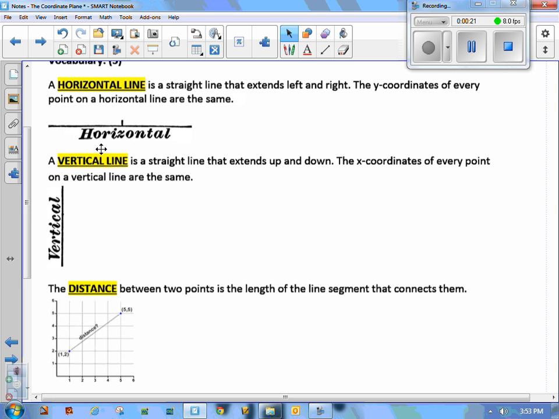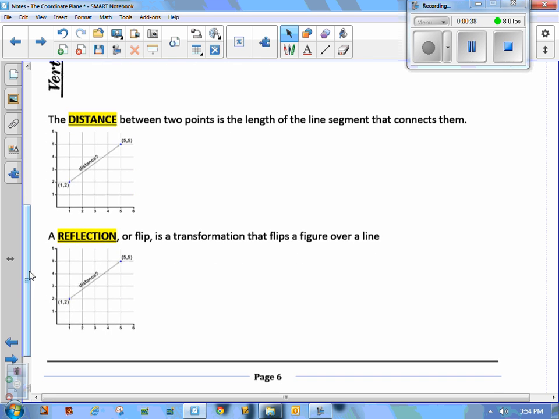So the horizontal lines in the coordinate plane all go left and right, and all your y coordinates are going to be on there. And a vertical line is straight and extends up and down. The x coordinates of every point on a vertical line are all going to be the same. The distance is between 2 points. It is the length of the line segment that connects them. So here you would consider counting all your units between those 2 points in order to find the distance.